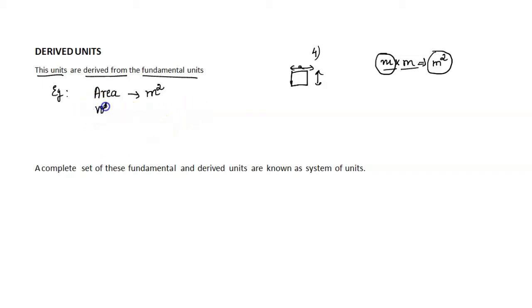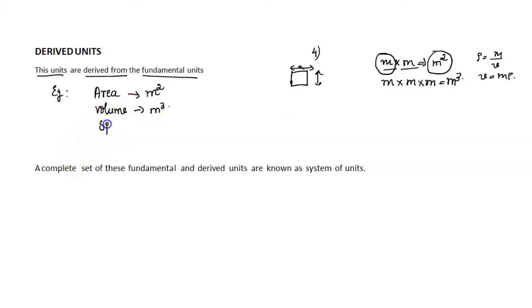Similarly, volume. How can we measure the volume? We know that density is equal to mass divided by volume. So volume is equal to mass divided by density, or the volume of a cube will be meter into meter into meter, that is meter cube.